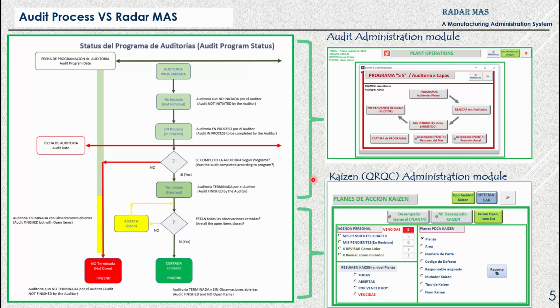Once the audit has been completed and there are observations in the system, now we jump to the Kaizen system to make sure all those observations are tracked and timely closed by the plant cross-functional teams.